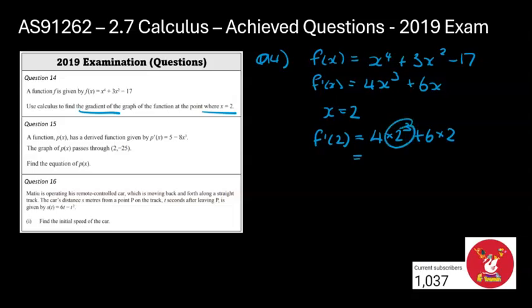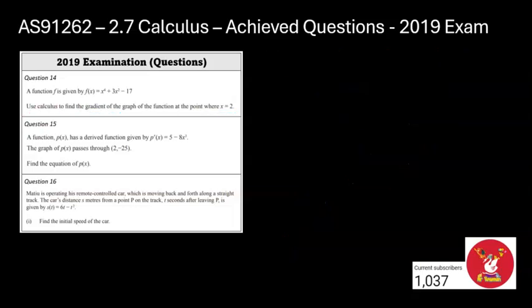So I guess BEDMAS, we're going to do the exponents first. 2 cubed is 8. 8 times 4 is 32. So it's going to be 32 plus the 12 that I've got over there at the end. And that combined is going to get me to 44. So what that means is when x is equal to 2, my function is going to have a gradient of 44. So that's quite a steep positive incline at that particular point.